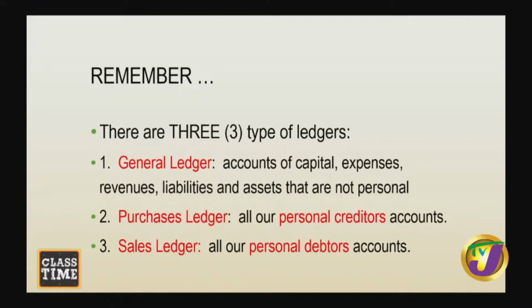You will also have what we call the purchases ledger. In the purchases ledger, we will find all our personal creditors, everybody that we have bought goods from on credit. In the sales ledger, we will have what is known as our personal debtors account, everybody to whom we have sold goods on credit. So remember, we have 3 types of ledgers. Good. Now for the demonstration of posting to the account.